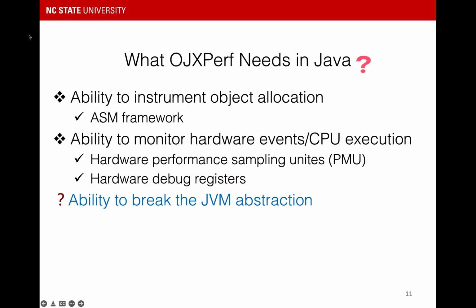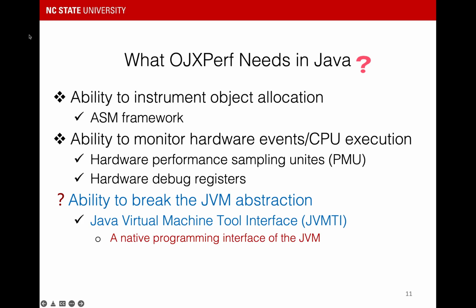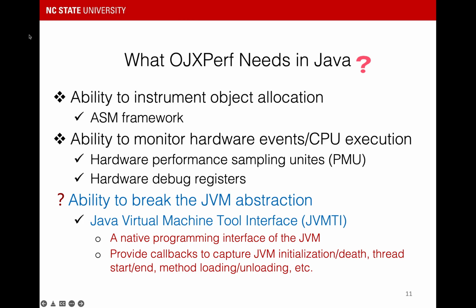Finally, how to enable OJXPerf to break JVM abstraction. We take advantage of the Java Virtual Machine Tool Interface, the JVMTI. So JVMTI is a native programming interface of JVM. JVMTI provides a number of event callbacks, for example, capture JVM start and end, thread creation and destruction, method loading and unloading. User-defined functions are subscribed to these callbacks and invoked when the associated events happen.